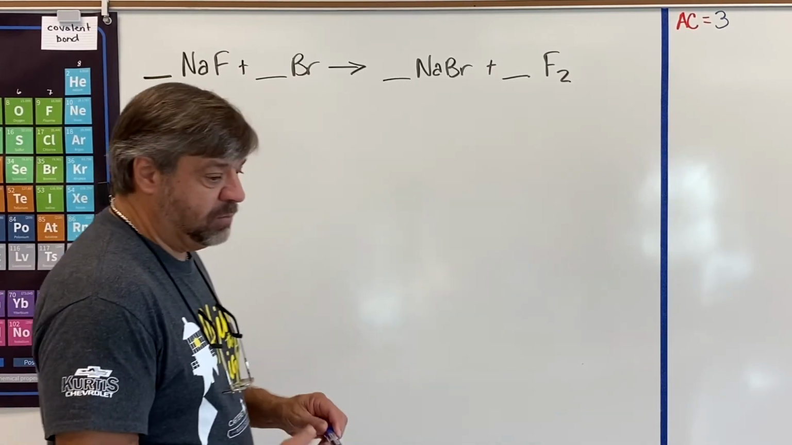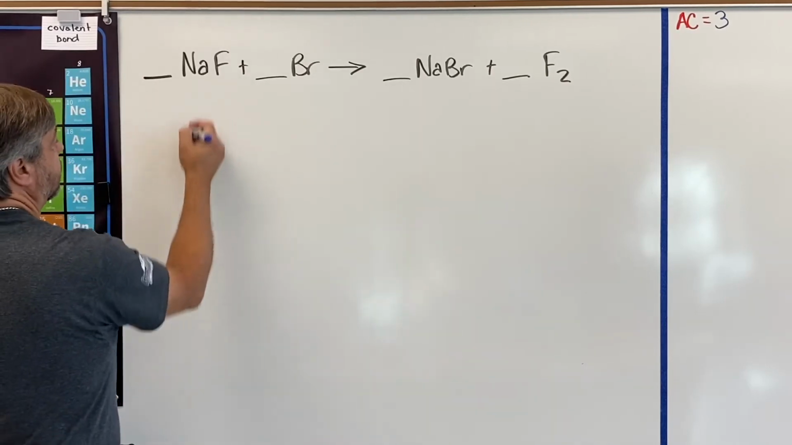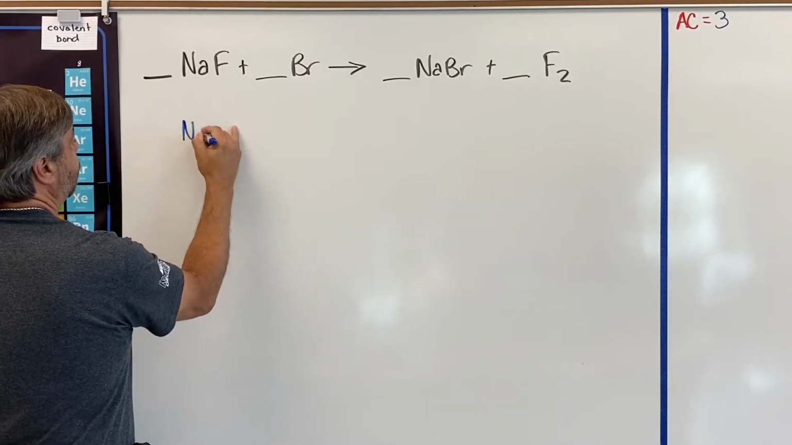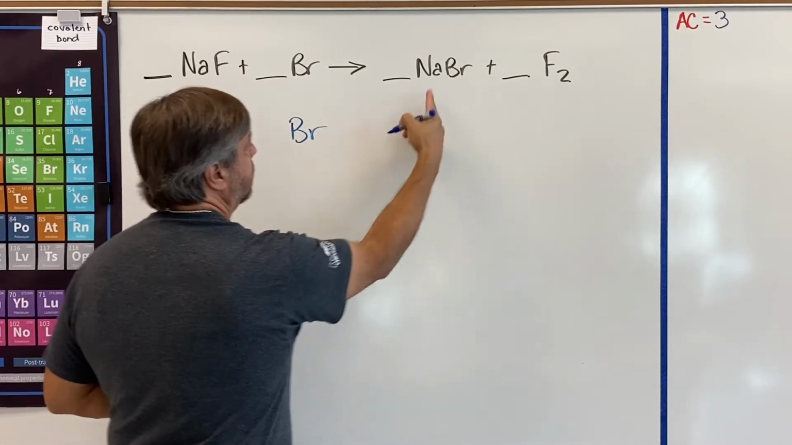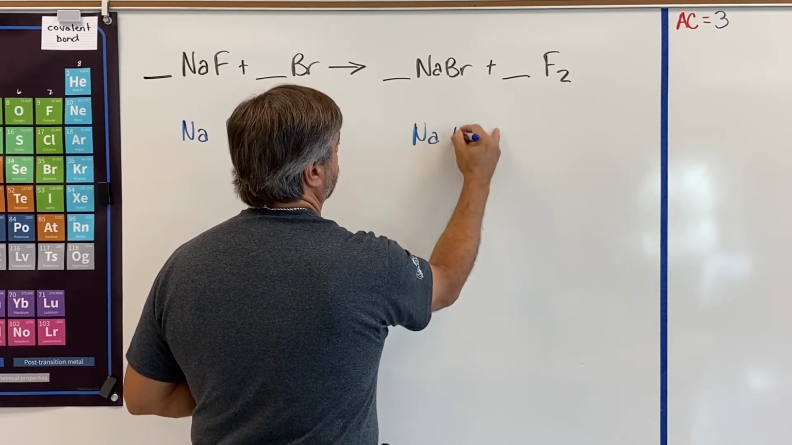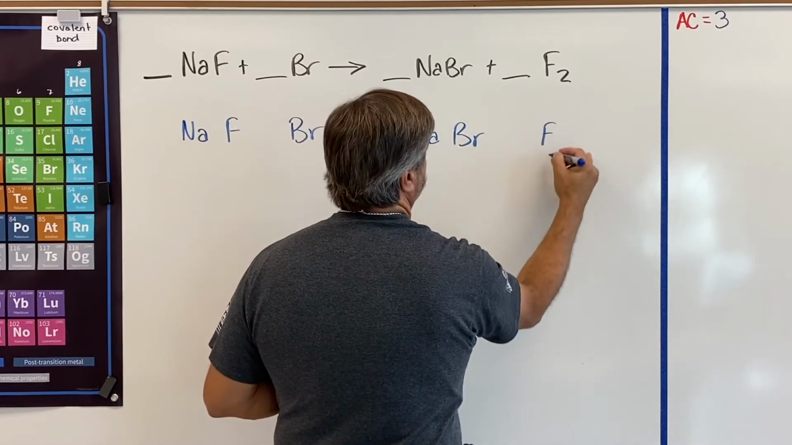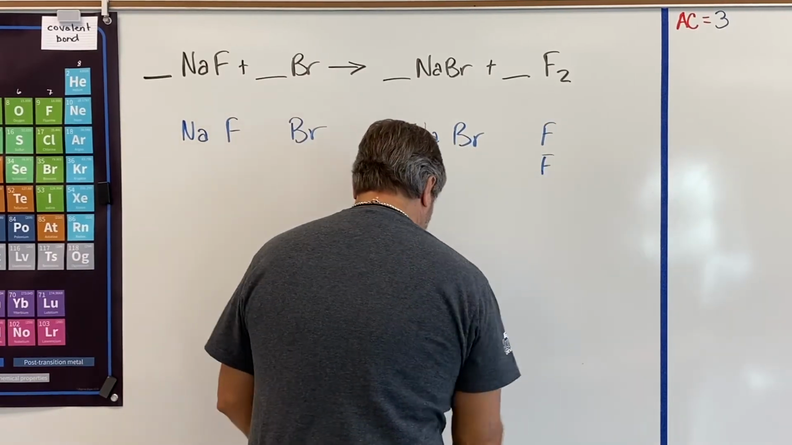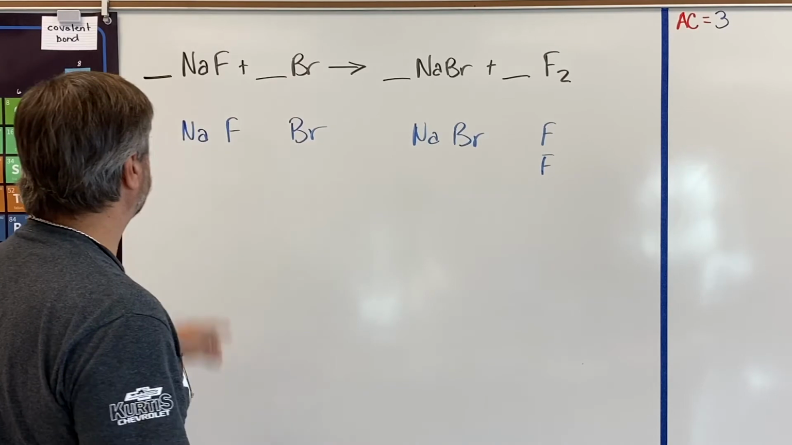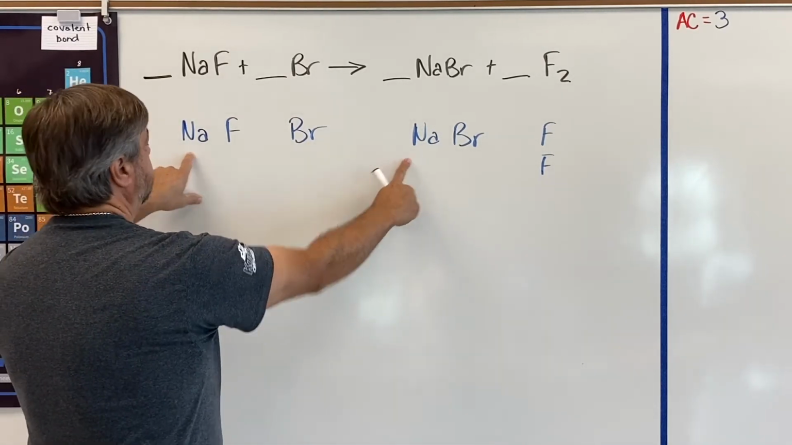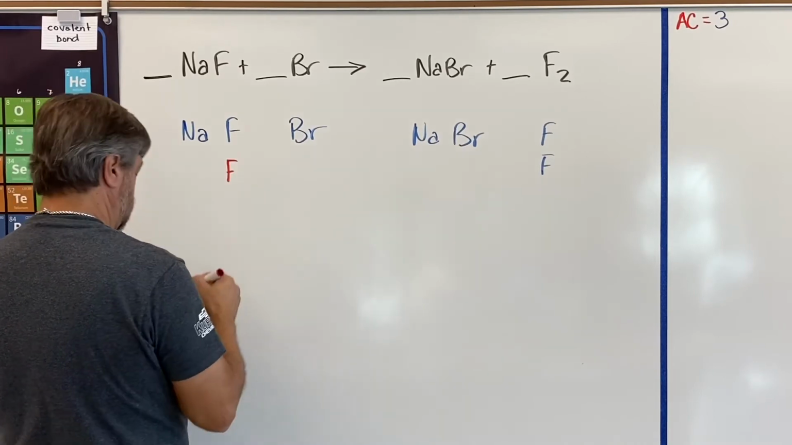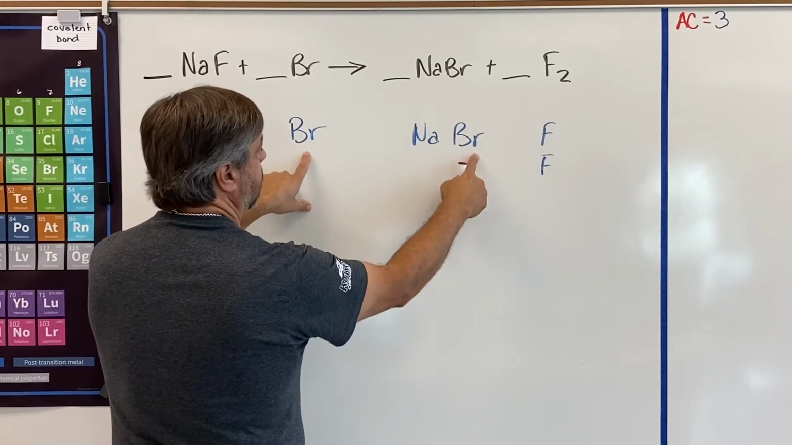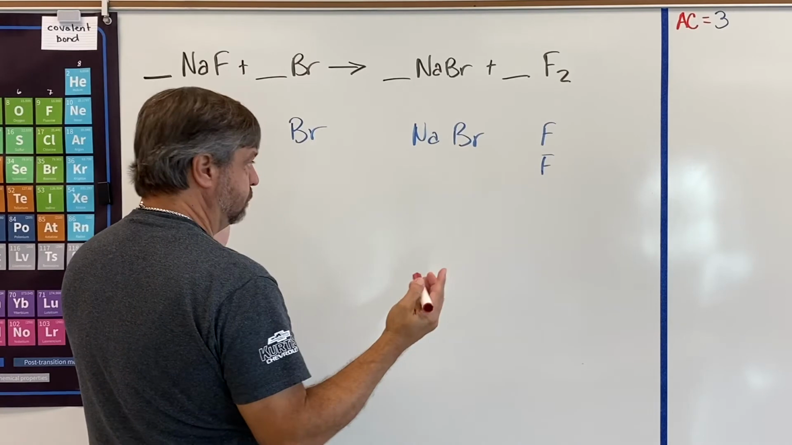All right, so I'm going to get my blue marker, and let's see what we actually have here. I've got 1 NA, I've got 1 F, I've got 1 BR. But here I've got 1 NA, 1 BR, and 2 Fs. This one looks like it's going to be a fairly simple one, right? One NA, one NA, those are good. One F, two F, so I need to add an F. One BR, one BR.